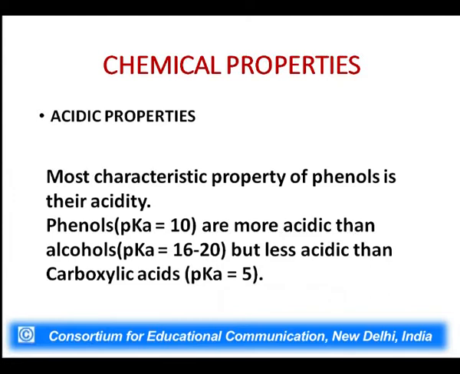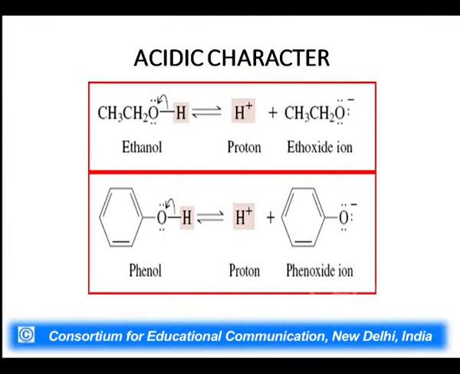If we compare the acidity of phenol with alcohol and carboxylic acids, we find that alcohol is least acidic and carboxylic acids are more acidic than phenol. So phenol is more acidic than alcohols but less acidic than carboxylic acids. Why is it so? If I look at the ionization of alcohol, ethanol ionizes to give an ethoxide ion. This ethoxide ion is the conjugate base of ethanol.